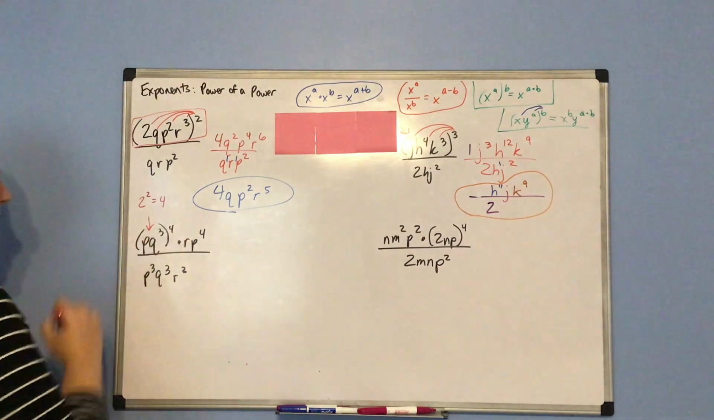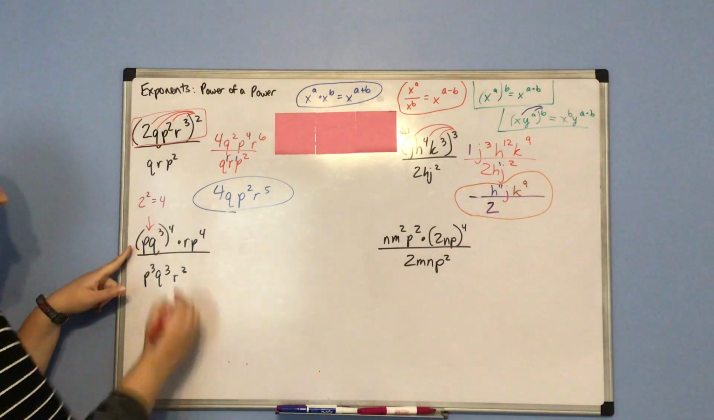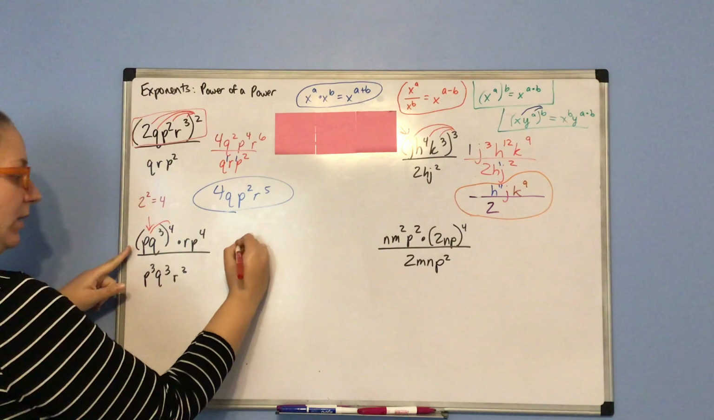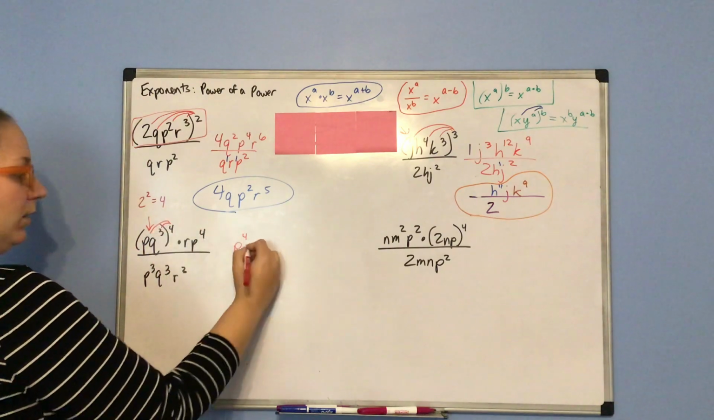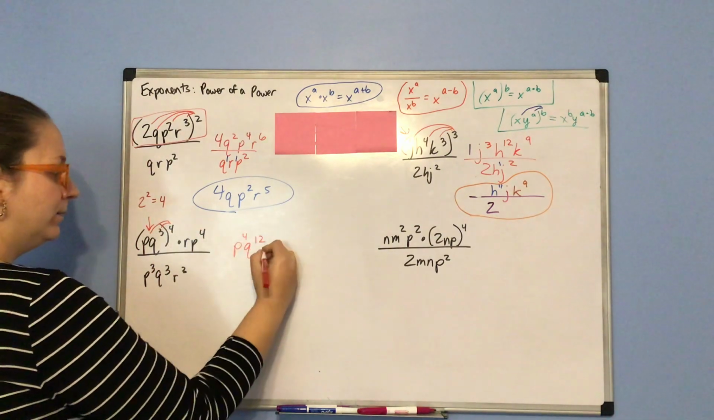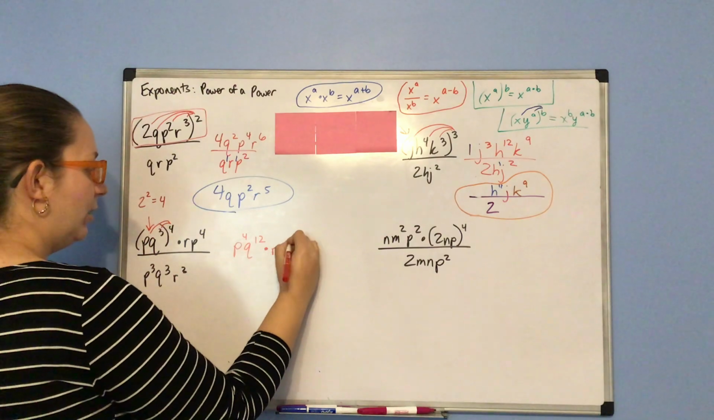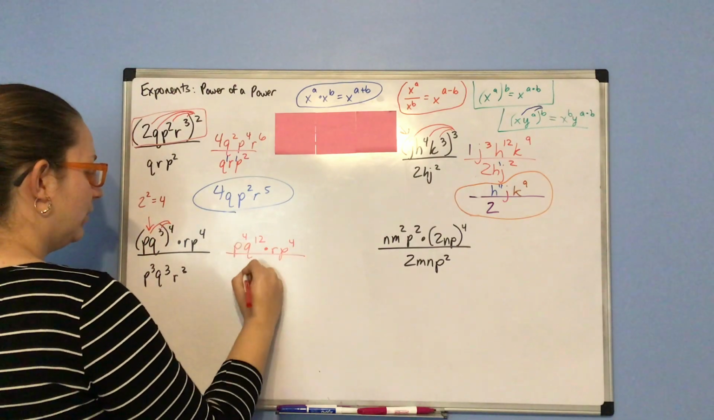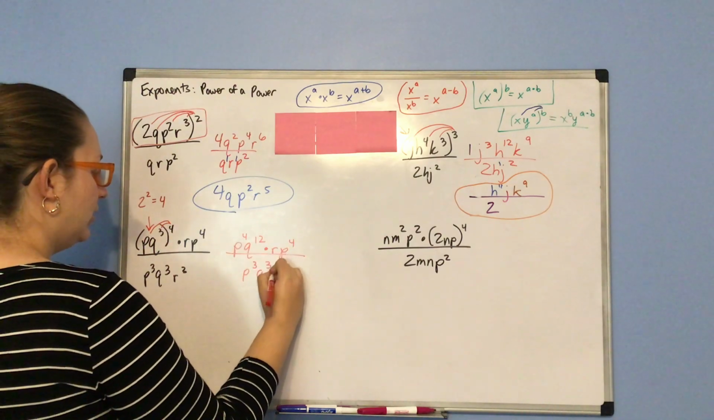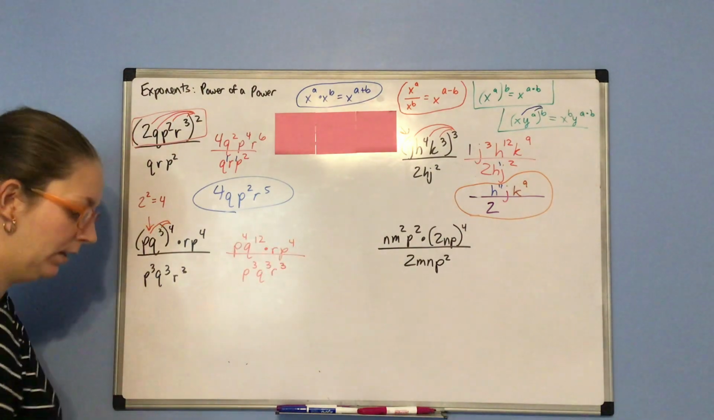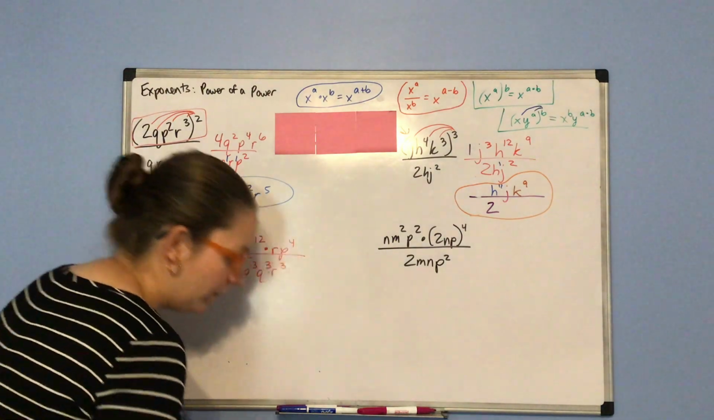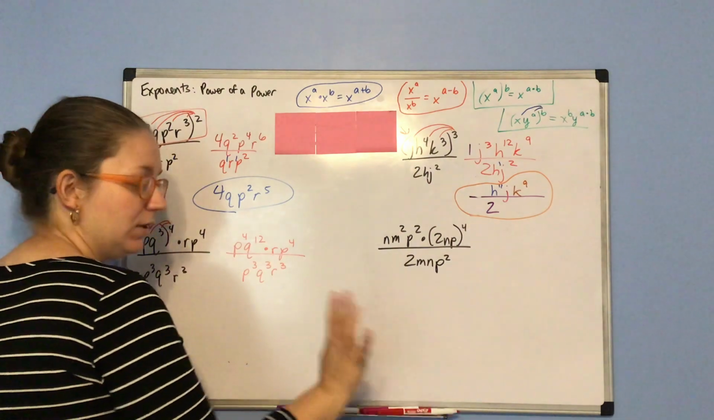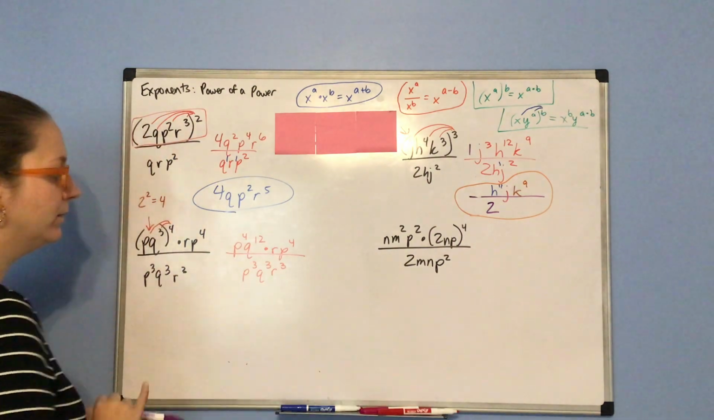So I'm going to start right here with my power of power. I get p to the 4th. For q, 3 times 4 is 12. Everything else about that problem is going to stay the same for now. So I like to rewrite it just so I know it's not going anywhere. You can do things however makes sense for your brain.